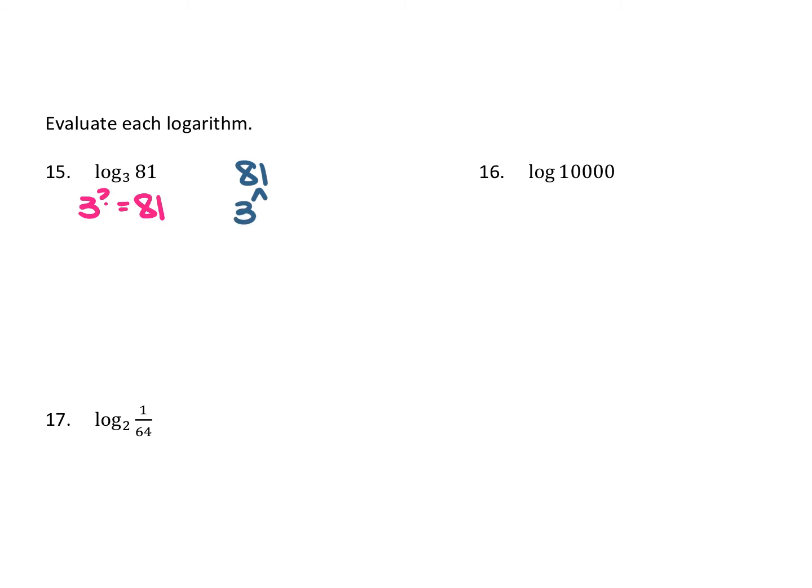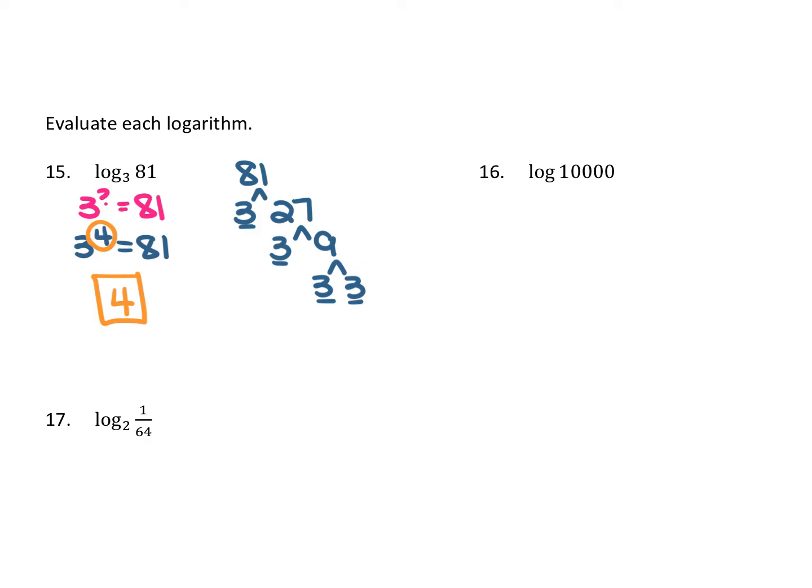3 goes into 8 twice with 2 left over. 3 goes into 21 7 times. So that's 3 times 27. The 27 is 3 times 9. 9 is 3 times 3. So your 3 is there 4 times. That means 3 to the 4th power is equal to 81. Your power is your answer on this. So 4 is your answer for number 15.